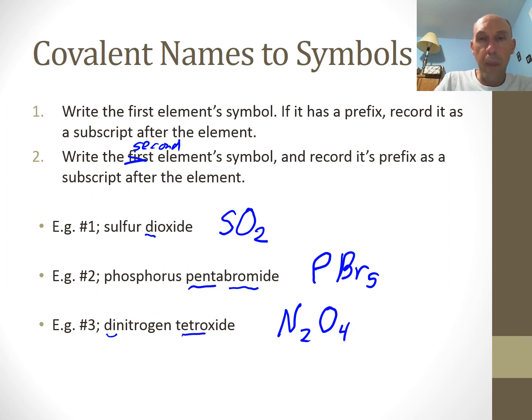Now, if this were an ionic compound, we'd be looking at those subscripts and saying, oh, 2 and 4, I can simplify that. But with covalent compounds, those prefixes tell you exactly how many there are. You never simplify. So ionic you simplify, covalent you do not. The prefixes tell you exactly the number.